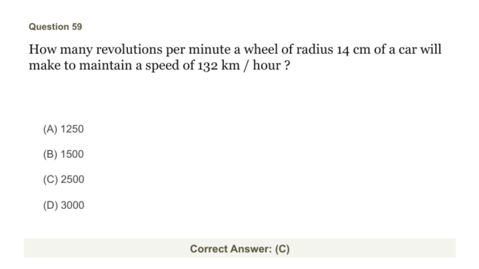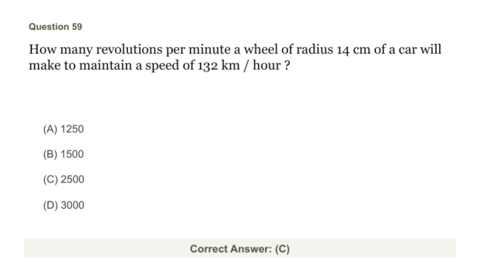First, we start with the given data. The radius of the wheel is 14 centimeters, and the car's speed is 132 kilometers per hour. Our goal is to determine how many times the wheel spins in 1 minute to maintain that speed. The key here is to relate the linear speed of the car to the rotational speed of the wheel.